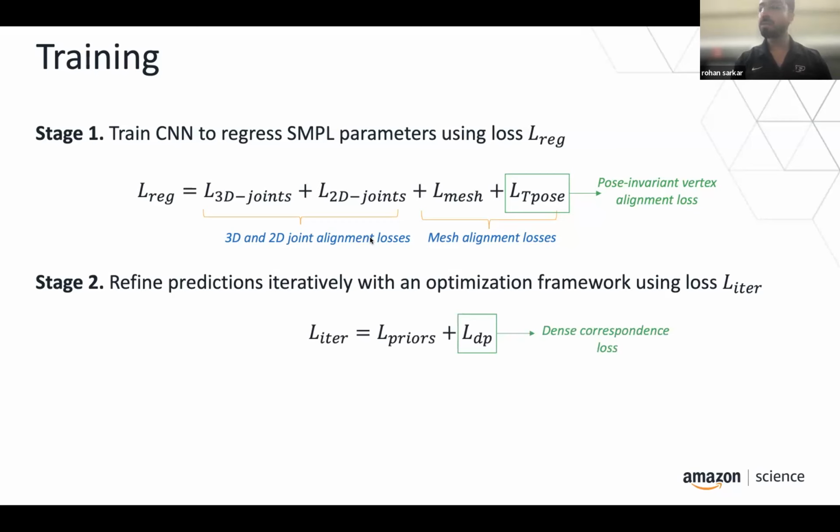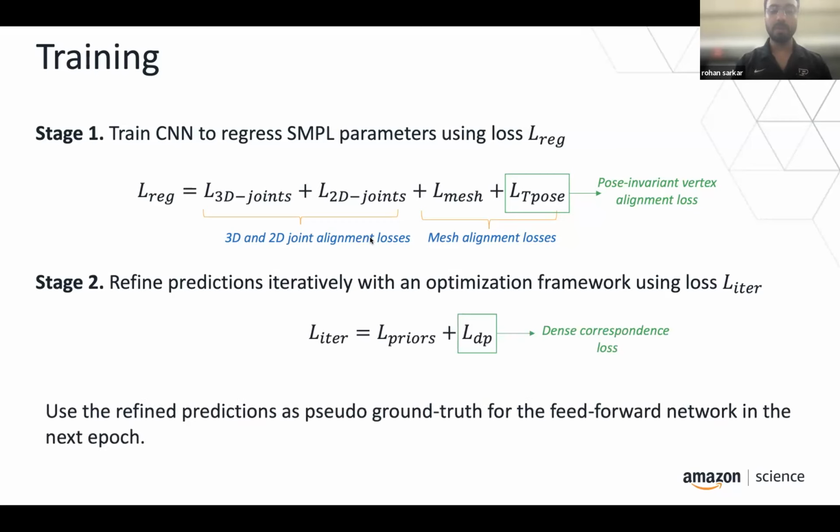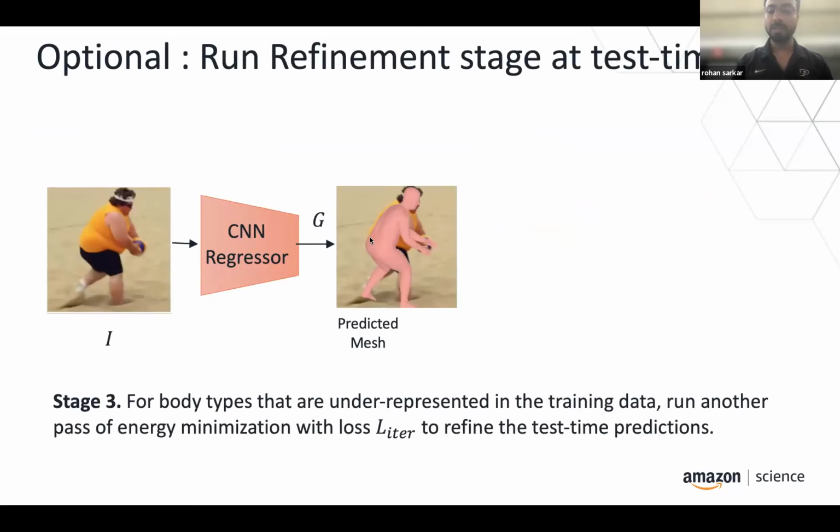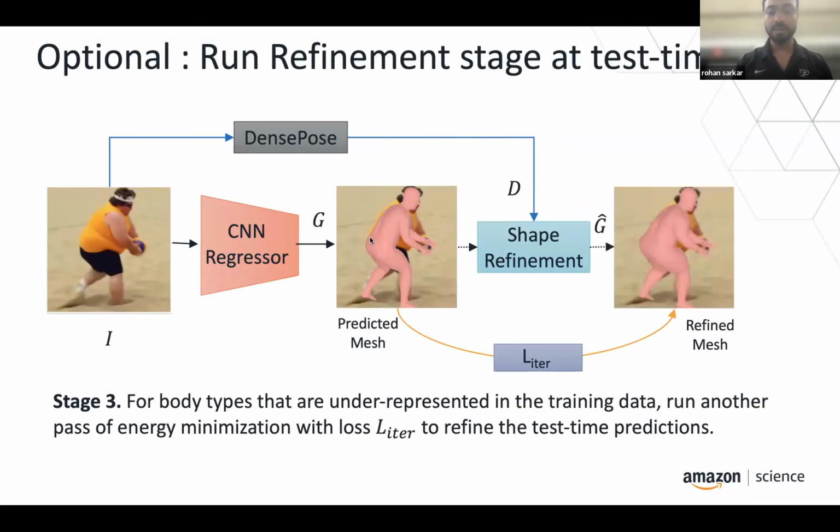The L priors was used in SPIN to avoid unrealistic pose and body shape estimates. And in our work, we introduced this dense correspondence loss for shape refinement. And we use the refined predictions to supervise the CNN. During inference, we use the trained CNN for prediction. Also for body types that are underrepresented in the training data, we run another pass of optimization with the iterative loss to refine the test time prediction. And this gives us improved estimates for people that are underrepresented in the training dataset. This stage 3 refinement is optional.